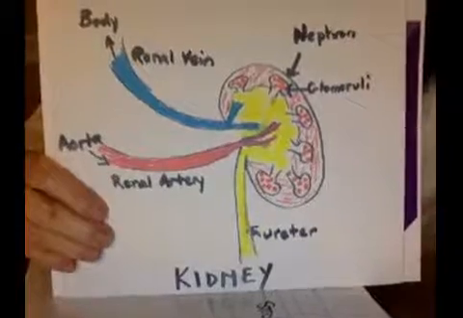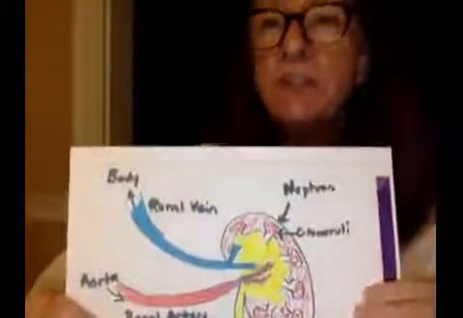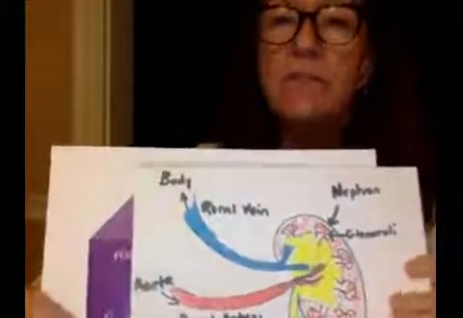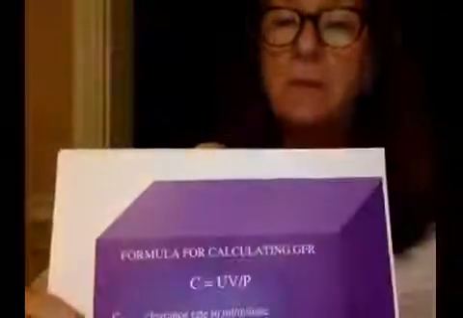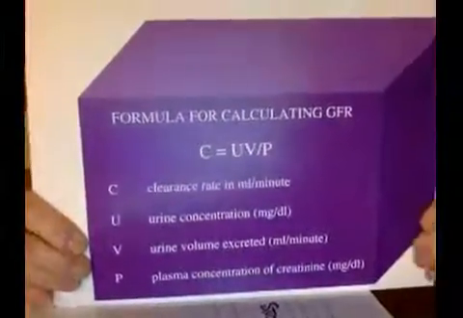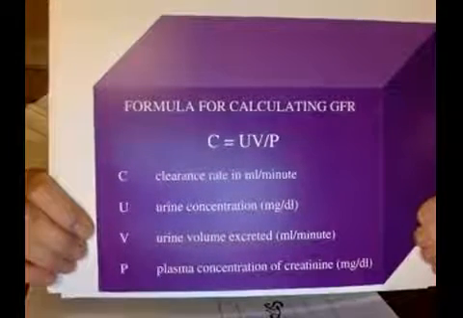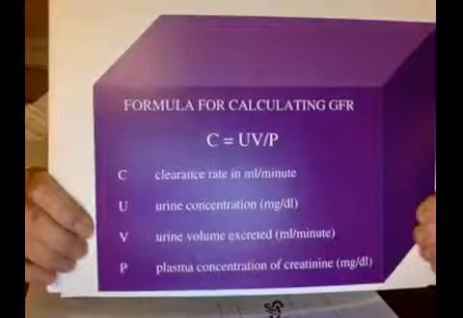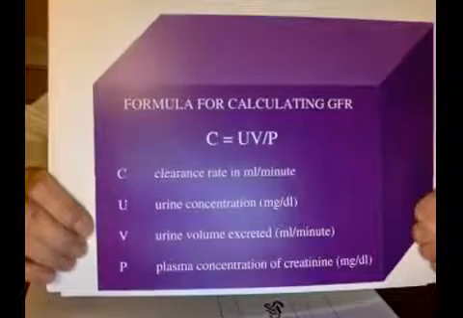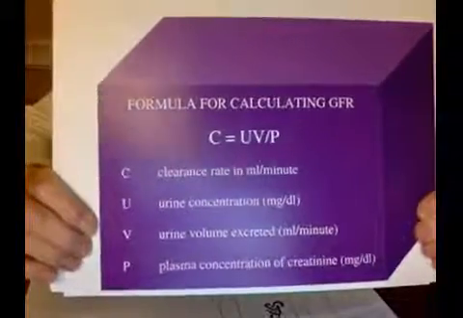So, to measure the GFR, the physicians use a fairly sophisticated formula with the components as listed: the urine concentration, the urine volume excreted, and the plasma concentration of the creatinine are used in a calculation to come up with the creatinine clearance rate, which is the GFR.